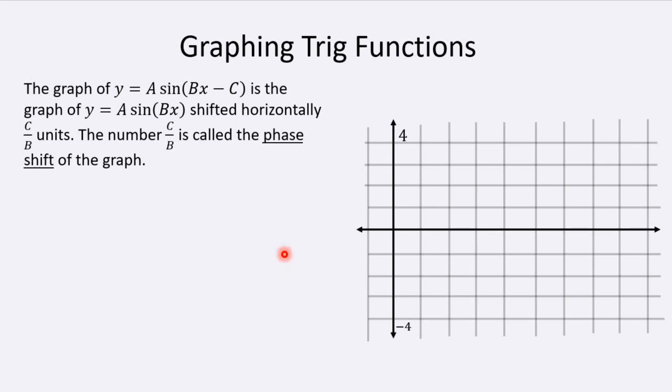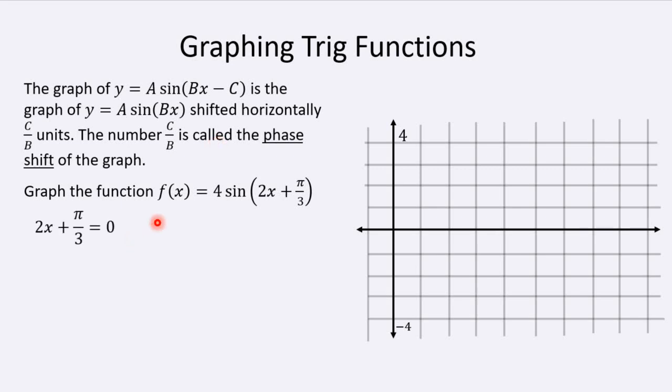All right, let's try one. Here's one. Graph the function f of x equals 4 times the sine of 2x plus pi over 3. So I'm going to find the phase shift by setting this angle, 2x plus pi over 3, equal to 0. That'll give me c over b. So I just set that equal to 0, and I solve it by subtracting pi over 3 from both sides. That's the negative c. And then I divide both sides by 2, and I get x is equal to negative pi over 6. This is the phase shift. This would be your c over b that you were looking for, the phase shift.